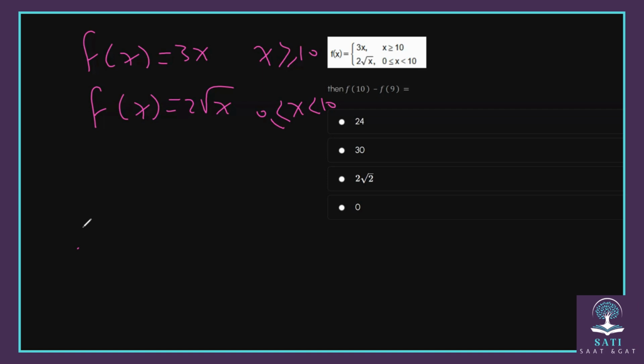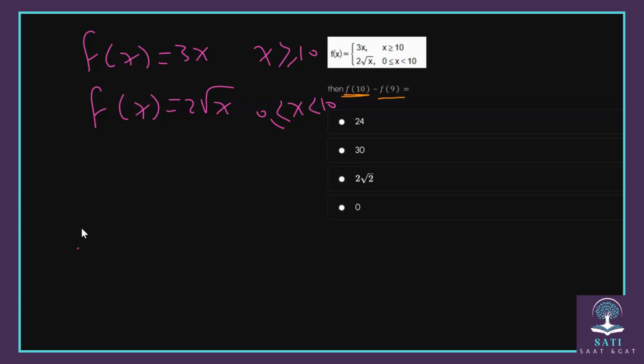If they give you a number between 0 and 10, I use this function to substitute the x value. If they give you a number greater than or equal to 10, I use this function to substitute the x value. Now we have to see what is given for us. They said: what is f of 10 minus f of 9? First we're going to find what?